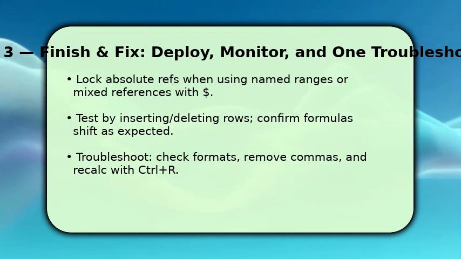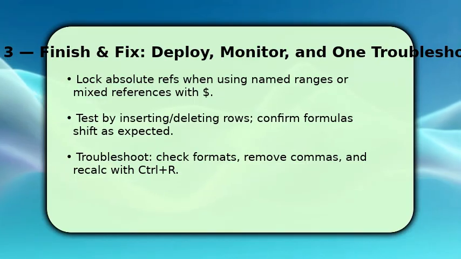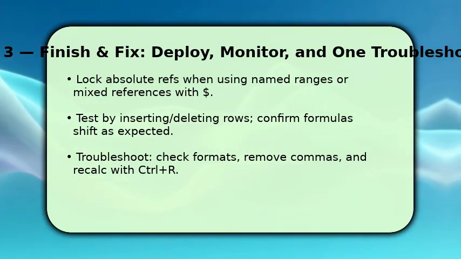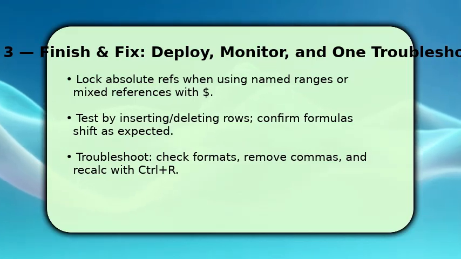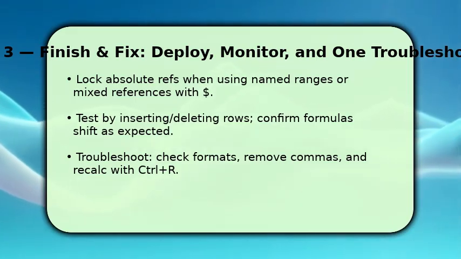Finally, you lock any absolute references needed. Use $1 for constants or named ranges for clarity. Once set, insert and delete rows to confirm the running total adjusts correctly. Make sure the array formula covers the full column if you want automatic growth.